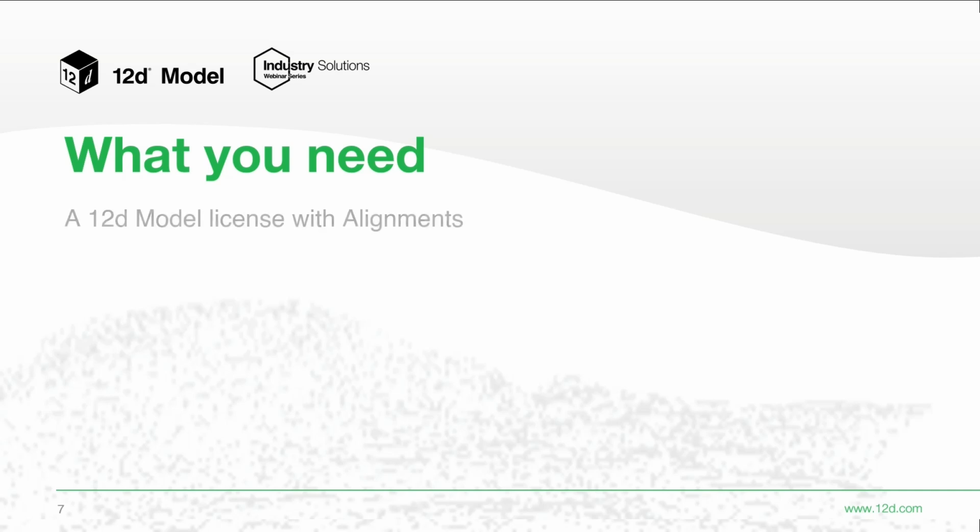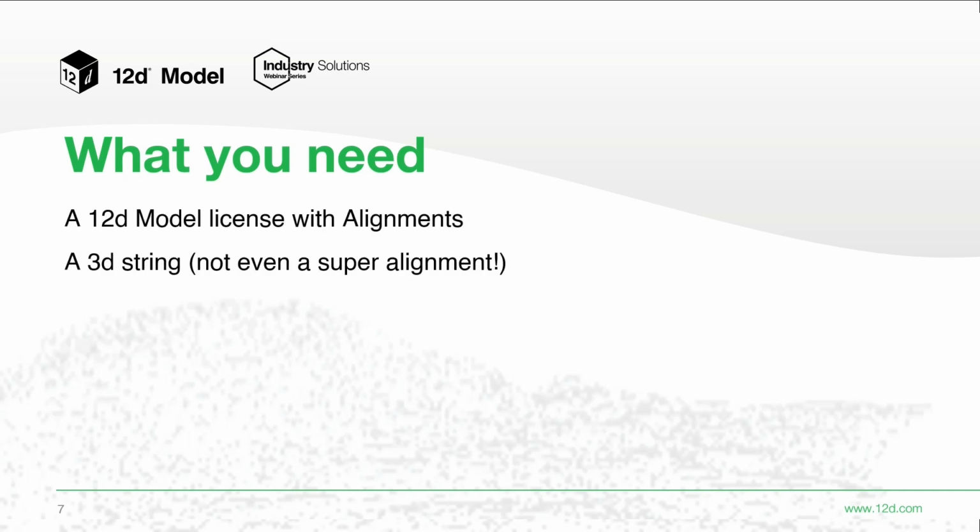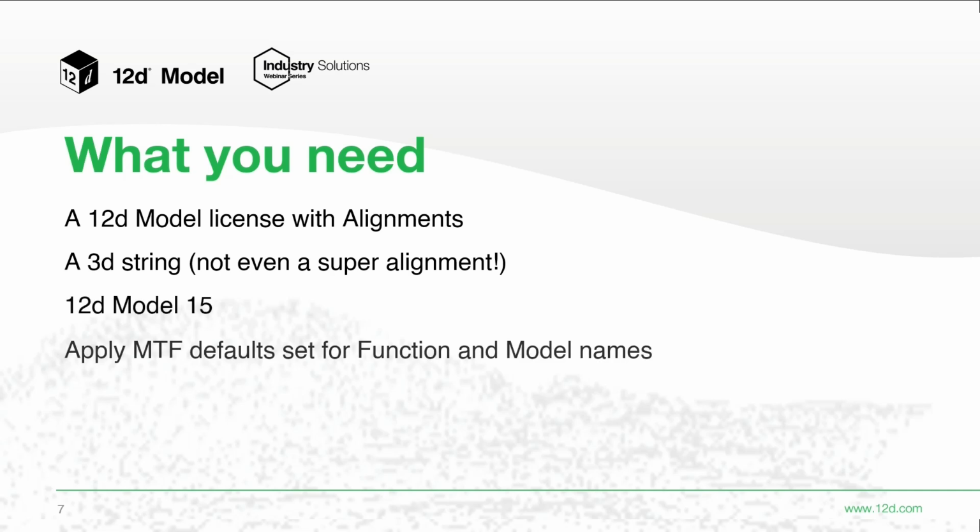So what you need to run a quick design, you need a 12D model license with alignments, a 3D string, doesn't even have to be a super alignment, it's literally just a string with 3D geometry, horizontal and vertical. Obviously need 12D model 15, and you need your apply MTF default set for your function and your automatic model naming. And that's basically it.